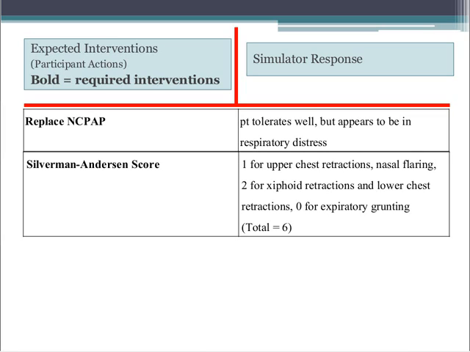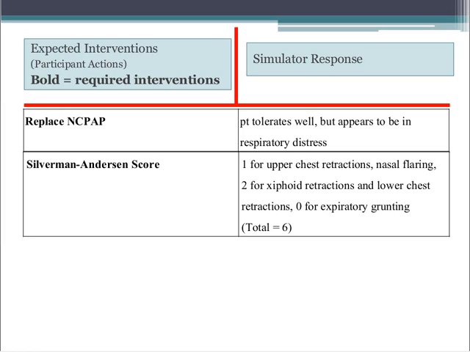And one of the things that we would expect the RT student to do is to try and quantify or objectively look at respiratory distress in this patient, which they would do using a Silverman-Anderson score. So if the mannequin can do this, fantastic. If you have a video of a neonate with a Silverman-Anderson score of 6, that's great. If not, you'll have to provide this information.